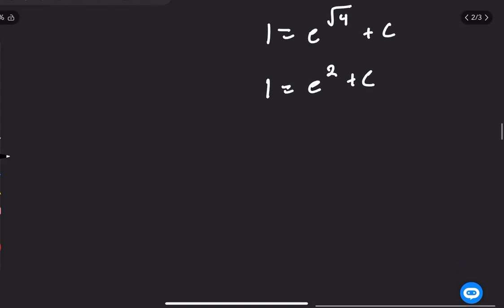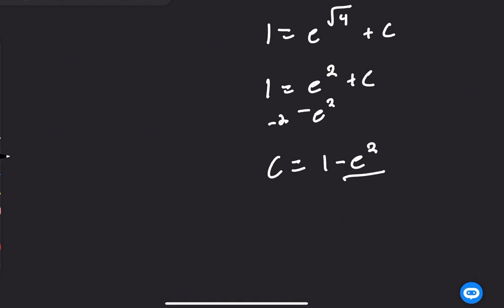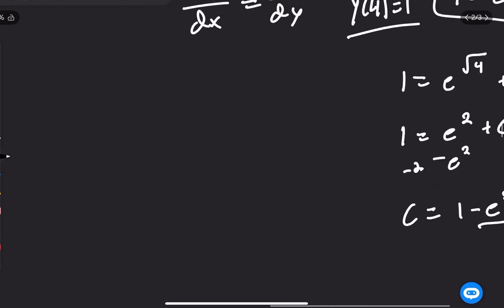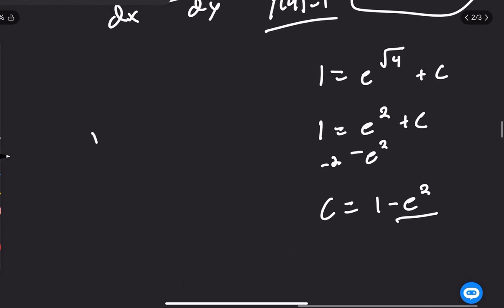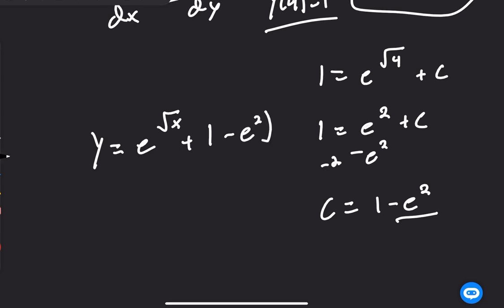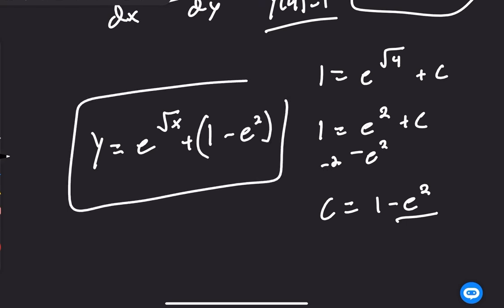And then we'll subtract e to the 2 from both sides, c equals 1 minus e to the 2. Now the reason this works is because e to the 2 is a constant, it's not e to the x, which is a variable. So now we'll add it all together, so we know our general solution is y equals e to the square root x plus 1 minus e squared. And that will give us our final solution.